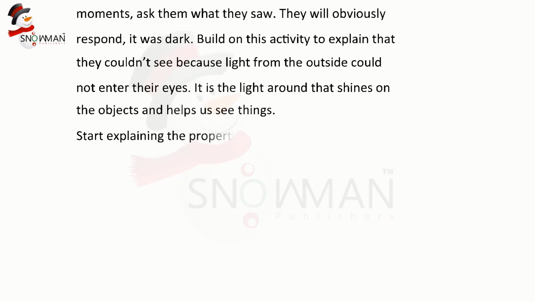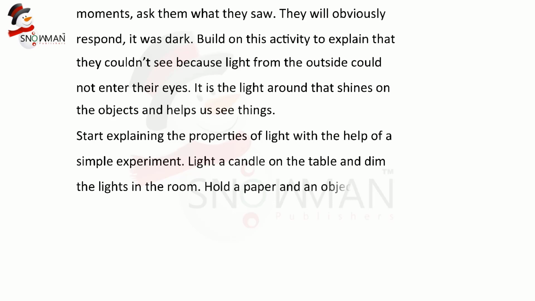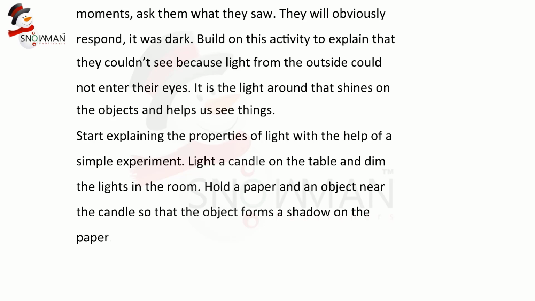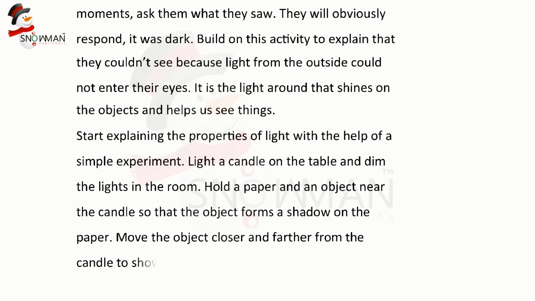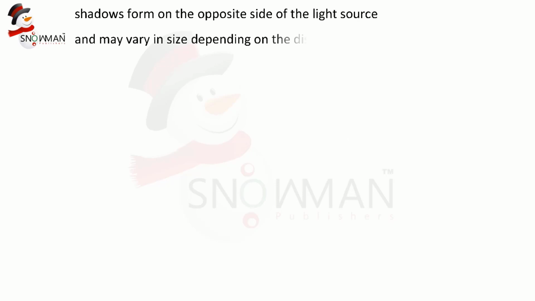Start explaining the properties of light with the help of a simple experiment. Light a candle on the table and dim the lights in the room. Hold a paper and an object near the candle so that the object forms a shadow on the paper. Move the object closer and farther from the candle to show the increase and decrease in the size of the shadow. Use this observation to explain that shadows form on the opposite side of the light source and may vary in size depending on the distance.